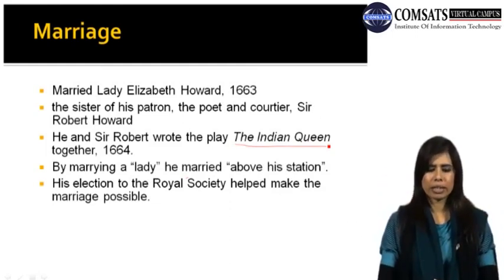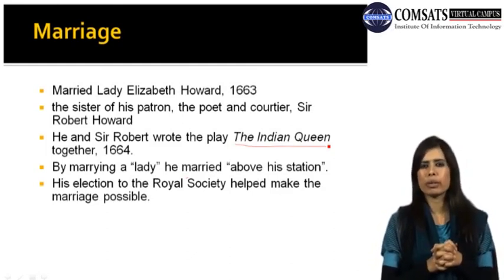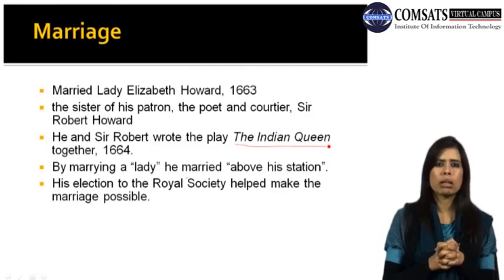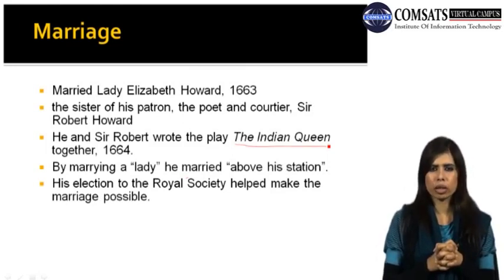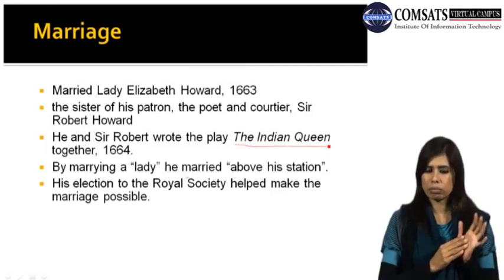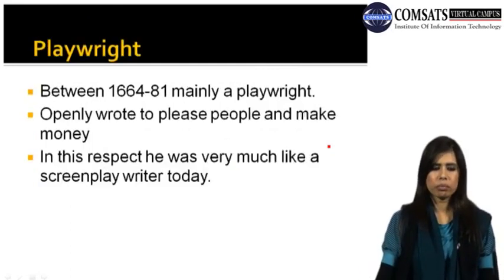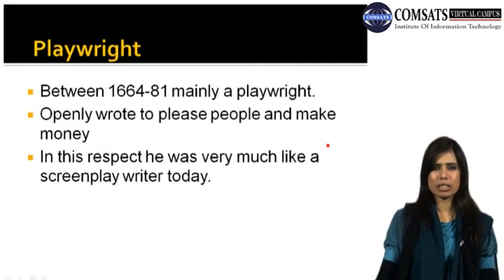His election to the Royal Society helped make the marriage possible. Basically, previously he was not that prominent, as I told you, his father belonged to the Puritan society. So his wife was from high class society, and his election to the Royal Society only helped him get married to that lady. Okay, so playwright between 1664 to 81, mainly a playwright.